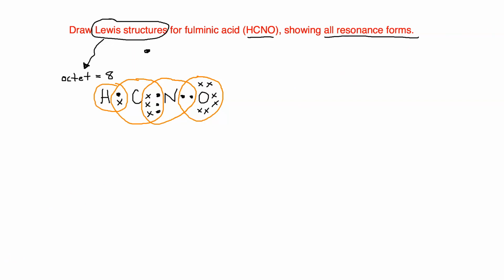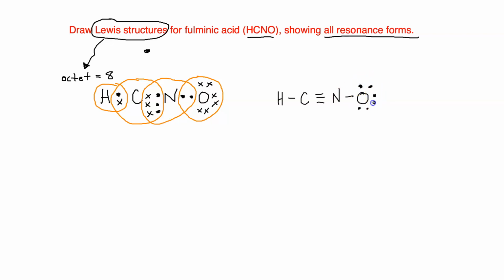So let's rewrite this to make it nice and neat. We're going to have a hydrogen, single bonded to a carbon, that's triple bonded to a nitrogen. That's single bonded to an O, and it's got 3 lone pairs. That is one possible structure. In fact, I'm going to move that. And there is our one possible structure.